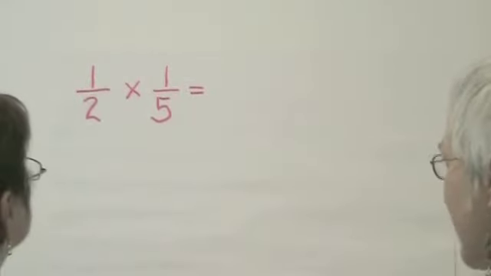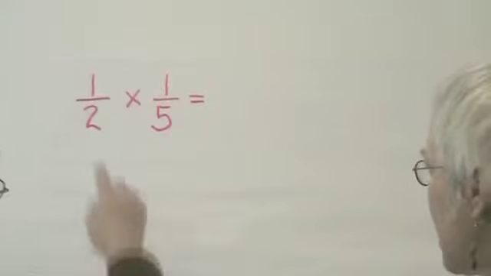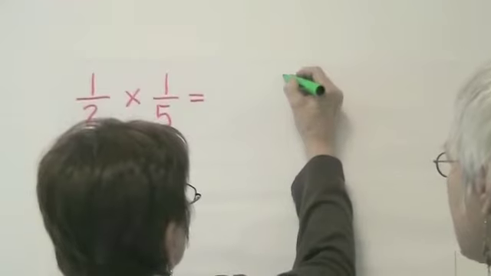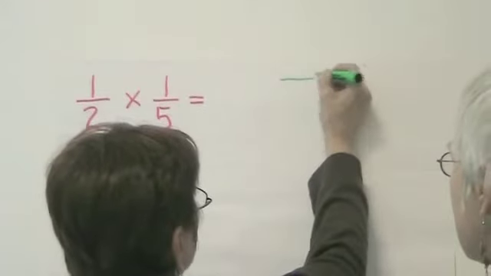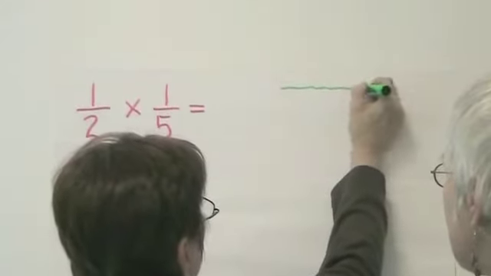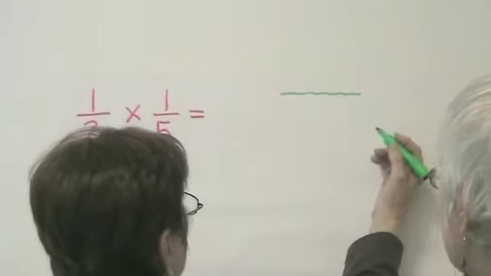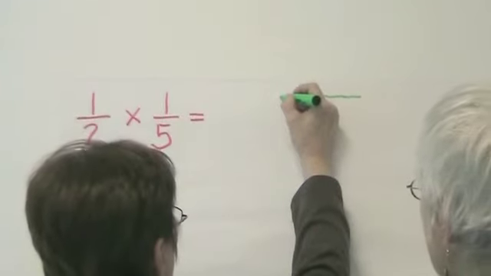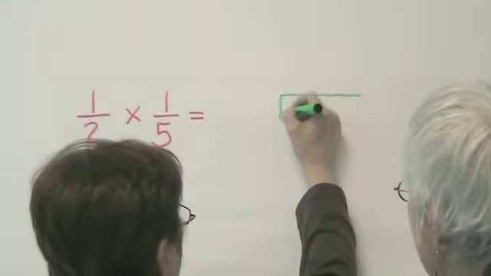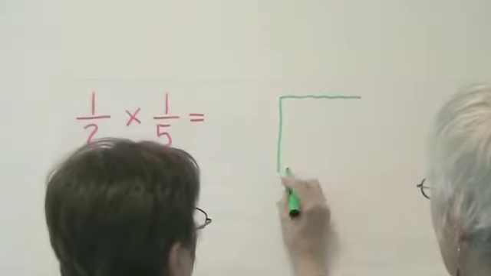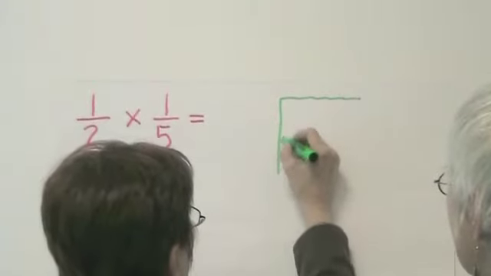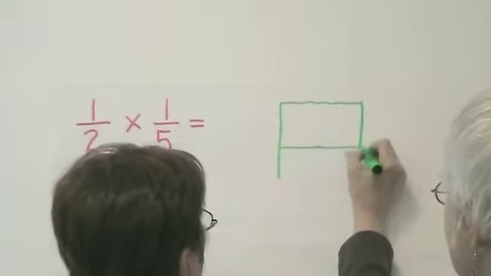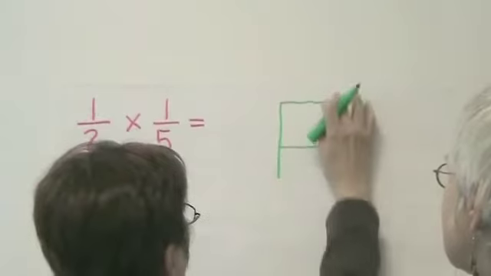So we need fifths, because we want to take half of them. So I'm going to make fifths. 1, 2, 3, 4, 5. There's fifths. Go down, so we have enough, so we'll be able to do half of them. Not that long. So here's fifths.